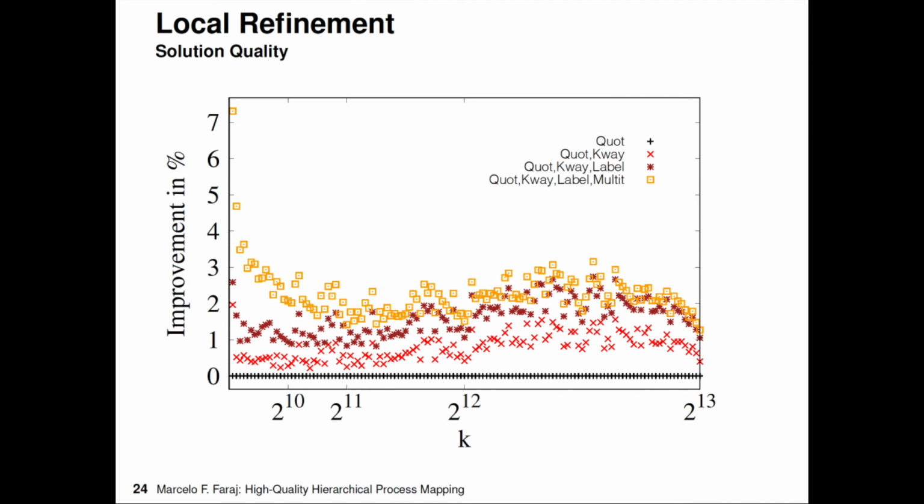This graph shows solution quality improvement over a scenario in which only the quotient graph local search is used. Higher means better. Observe that the version with all local searches is the best one. Solution quality gets worse as we consecutively remove local searches.